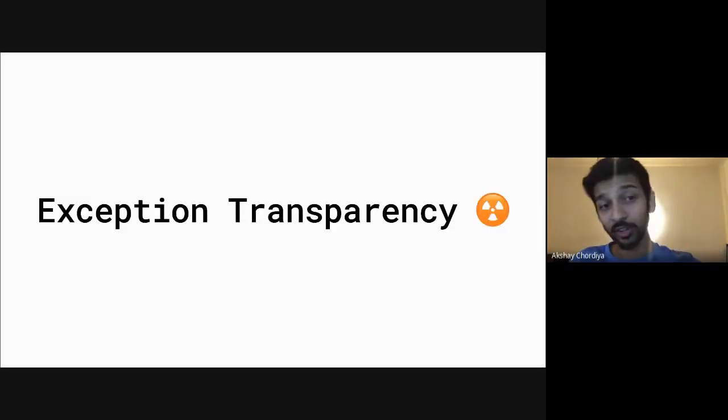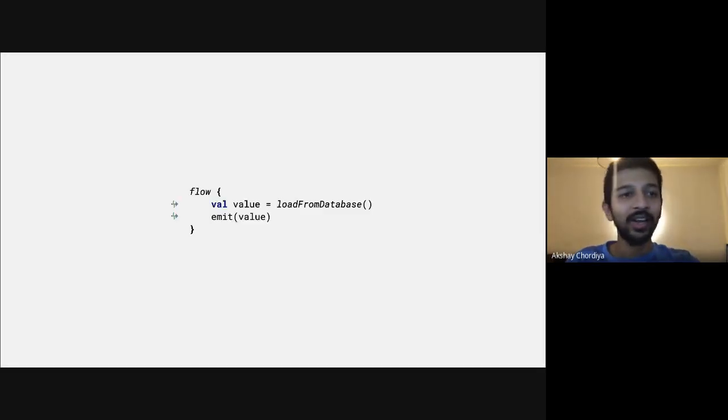So exception transparency. This is the second principle or ideology of Flow. Flow implementations never catch or handle exceptions that occur in the downstream flows. They only catch the exceptions from upstream. This is again due to context preservation. This means there is only one operator to catch errors, which is the catch operator. So let's look at an example.